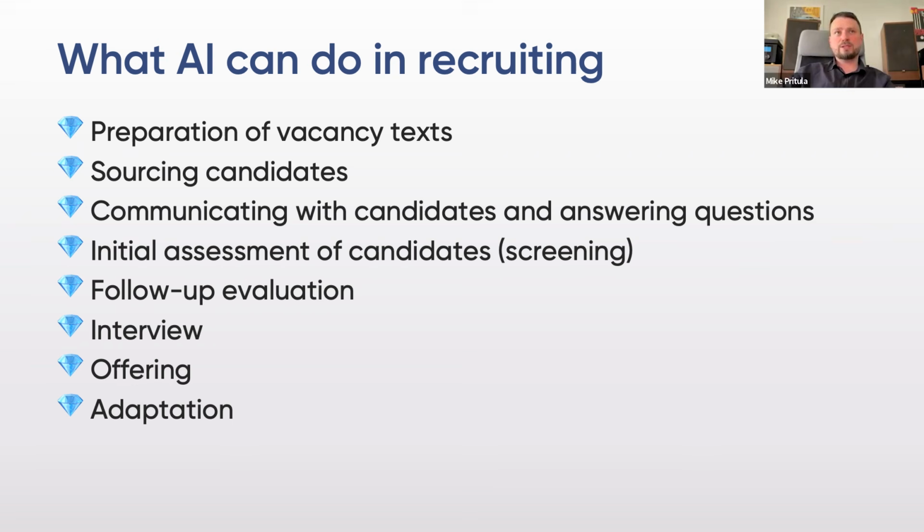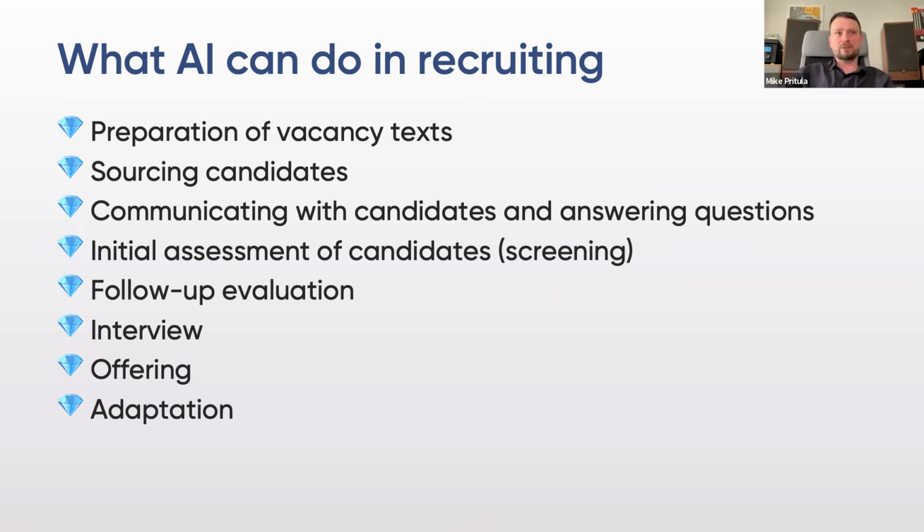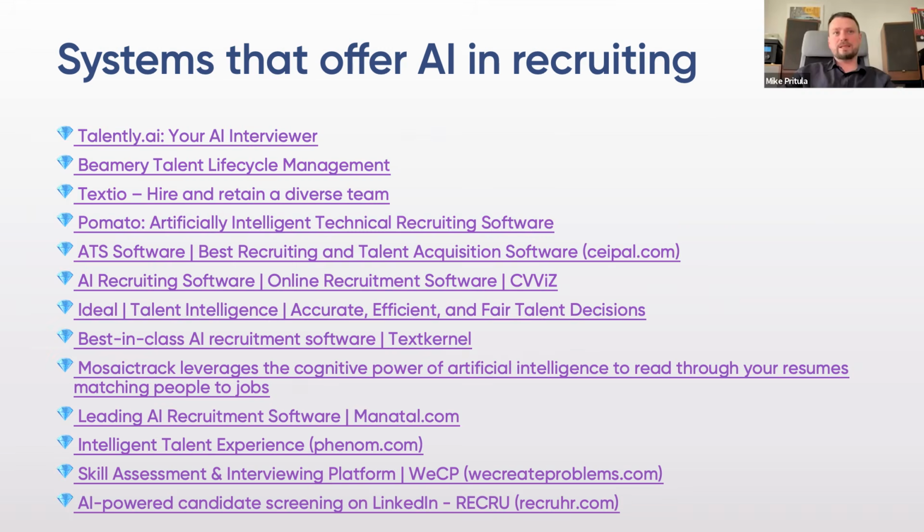So, in general, artificial intelligence is not just simple text. It can now cover a large number of processes in recruiting and sourcing, systems that offer artificial intelligence in recruiting. Similar to the previous slide, there are already many systems offering artificial intelligence, and they continue to grow. I mean, I constantly come across mentions somewhere that some system has implemented something.